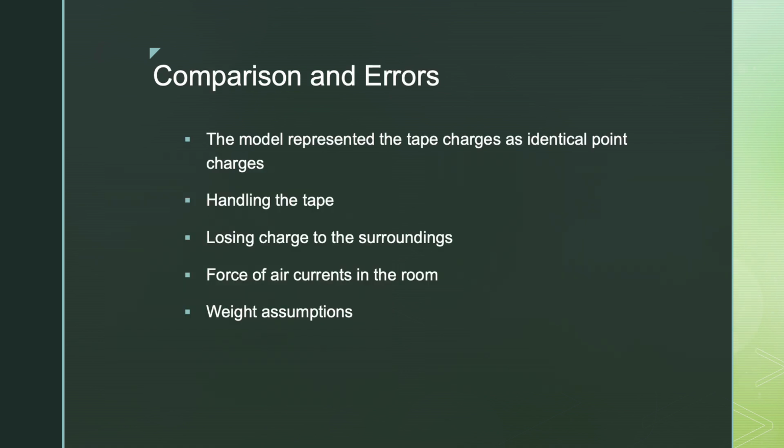All right, some comparison between the data and maybe some possible errors. The model represented the tape charges as identical point charges, whereas they most likely were not identical and were not point charges. Some other errors could have been the handling of the tape, us using our fingers and taking away charge, as well as losing charge to the surroundings, as well as the force of some of the air currents in the room that wasn't accounted for, things such as air resistance and maybe the AC blowing, as well as assumptions about the weight of the tape.